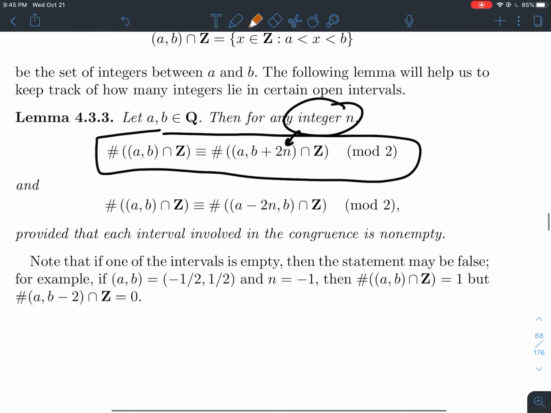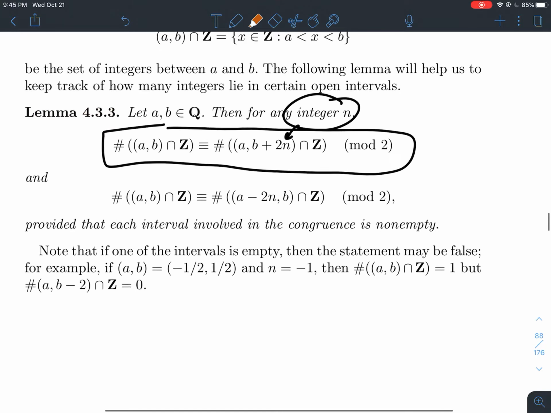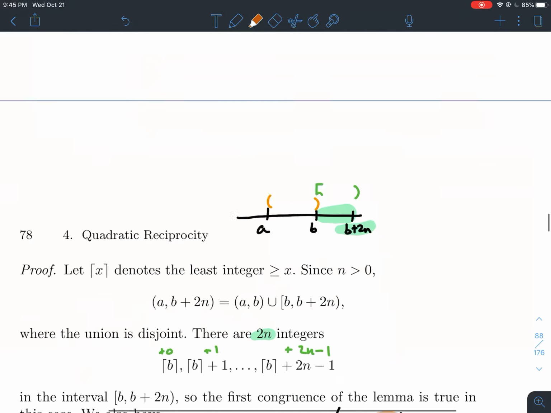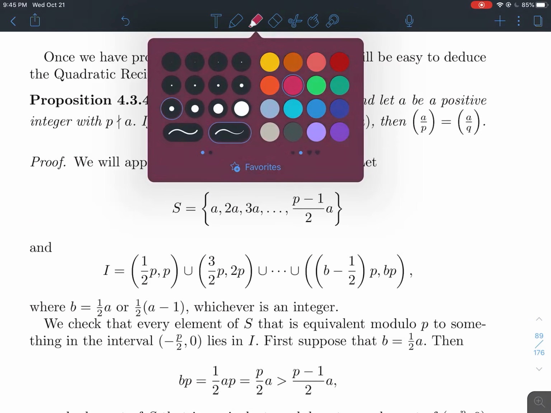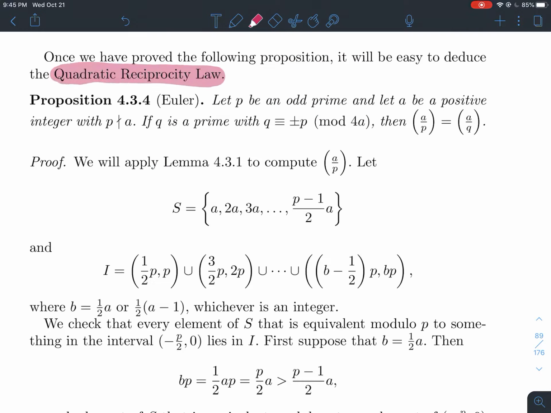Now this lemma 4.33, I'm going to refer to it again soon. It's very important for Euler's proposition. And what is Euler's proposition? It's really, in some sense, the hardest part about the quadratic reciprocity law. And so what's it say? So again, due to Euler here.